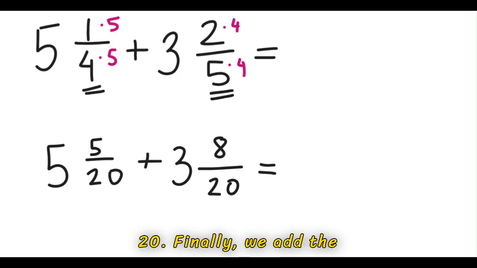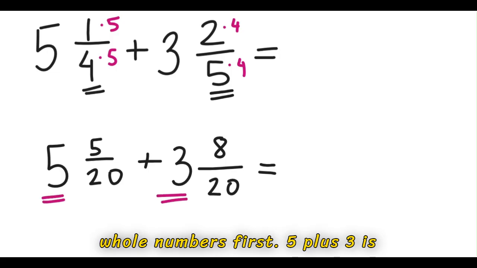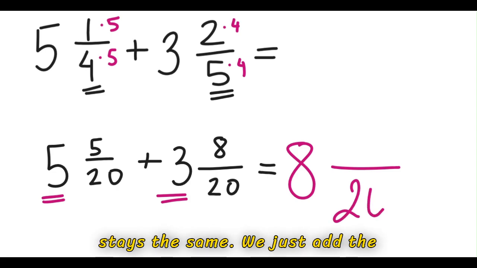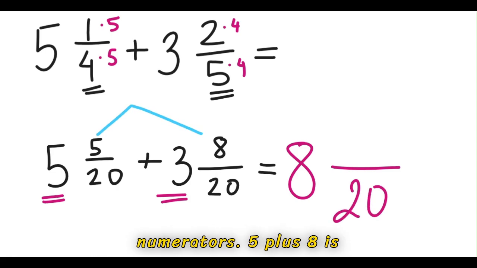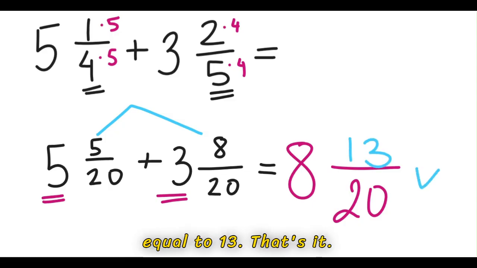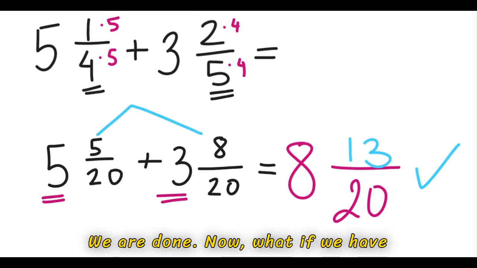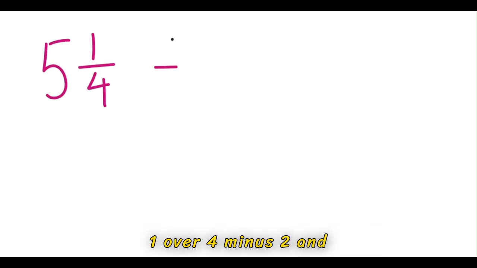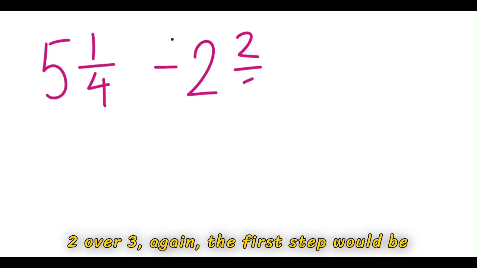Finally, we add the whole numbers first. 5 plus 3 is equal to 8. Denominator stays the same. We just add the numerators. 5 plus 8 is equal to 13. That's it. We are done. Now, what if we have subtraction? If we need to subtract, for example, 5 and 1 over 4 minus 2 and 2 over 3.